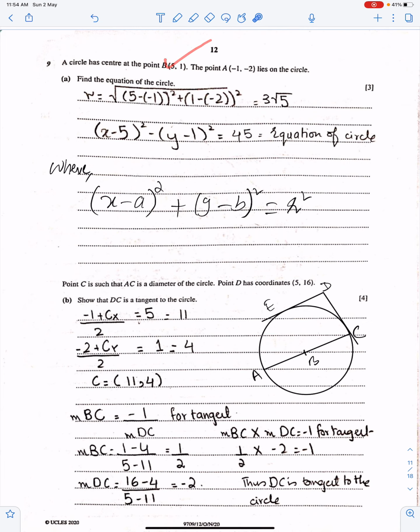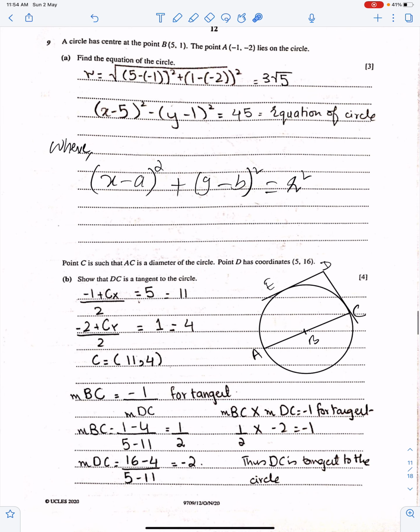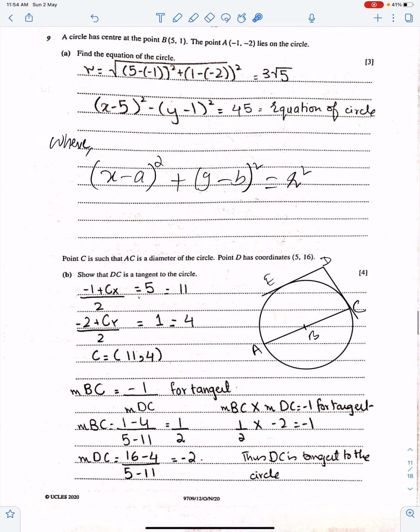Center is at B. The next part. Point C is such that AC is the diameter of the circle. So C should be here, because AC is diameter. The point D has coordinates 5 and 16. This is D.